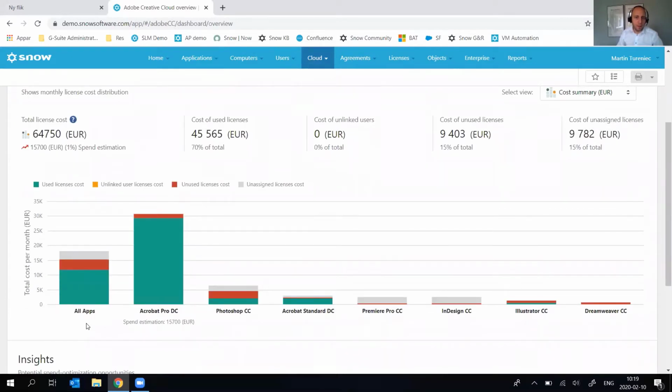Martin, what do you mean by optimization and how does Snow deal with that? So essentially, most organizations that I meet with want to ensure that this gray part here is non-existent. Basically, the unassigned licenses, the licenses that they're paying for but haven't even assigned to any user, those should just be retired. We don't want to pay for those licenses. The second part is the red part, the unused licenses. So essentially, the licenses that are allocated to a user but haven't been in use for either 30, 60, or 90 days, depending on the configuration.